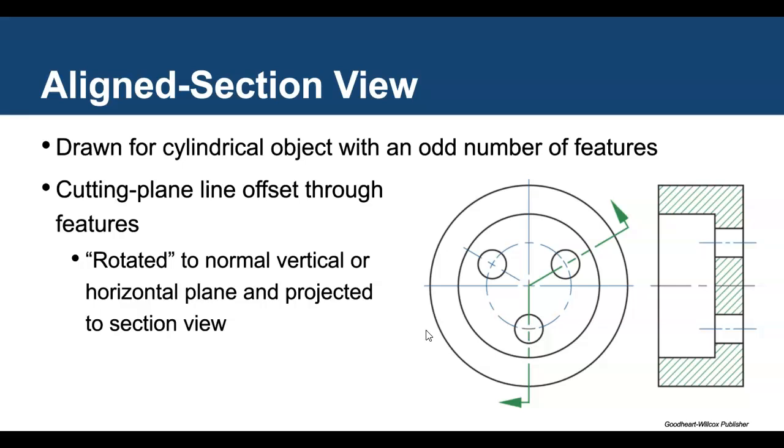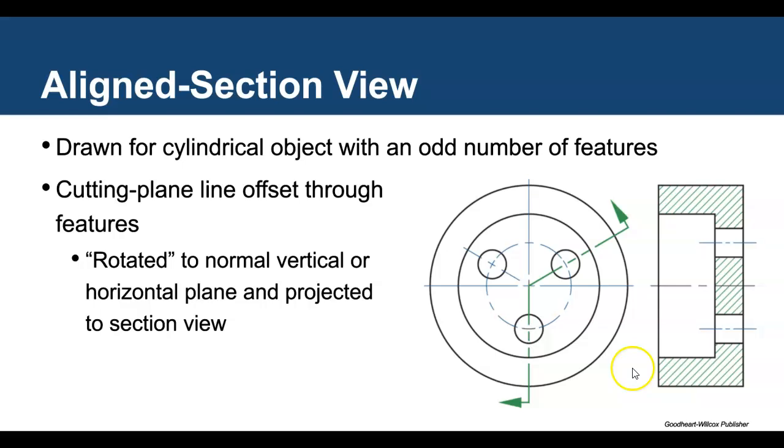Our next view here is an aligned section view. Notice the direction of the arrows, how it's going at an angle. And we would basically be rotating this around. So we're seeing the inside section of this part, and it's used mainly for cylindrical objects that have an odd number of features. So that way we can actually represent and see the inside of those features here as well. Your cutting plane offsets through a feature. It is more or less rotated to a normal vertical or horizontal plane and projected onto a sectional view.